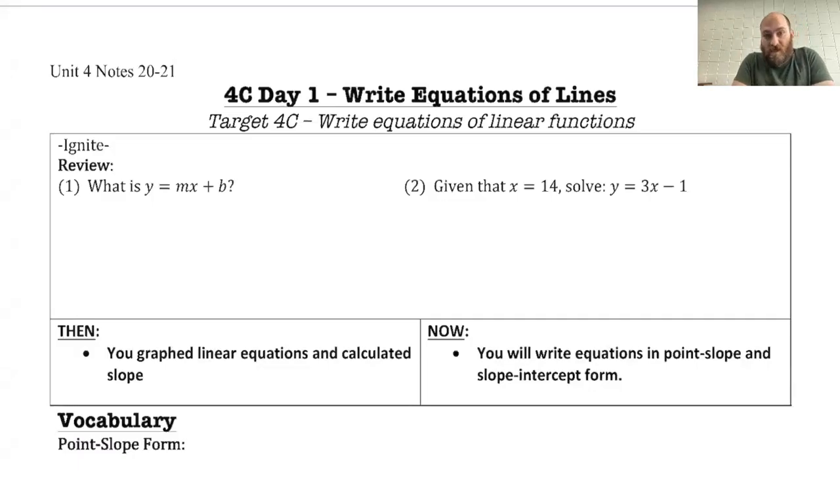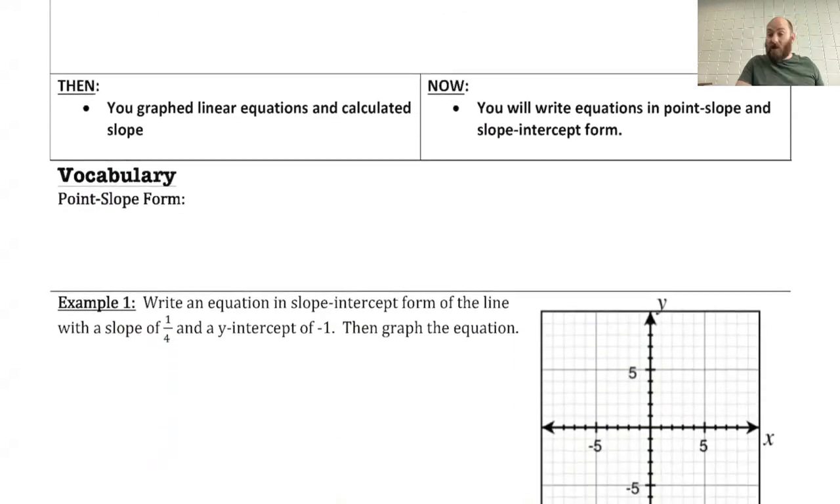Today we're talking about 4C day one. We're going to continue writing equations of lines, but we are going to introduce some different ones. For this one, we're going to be talking about what's called point slope form.